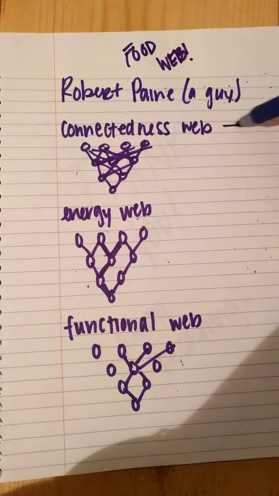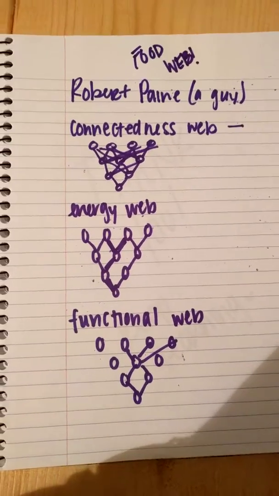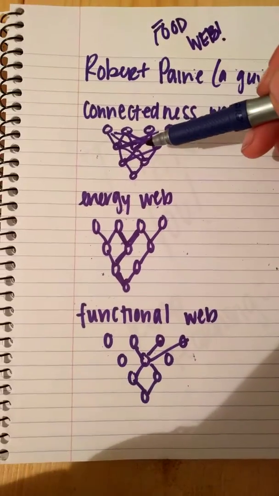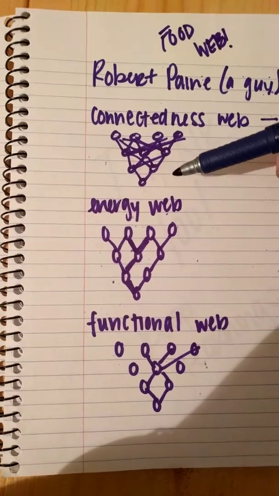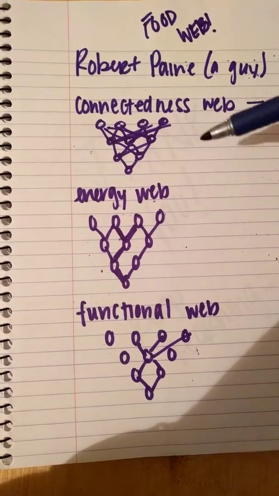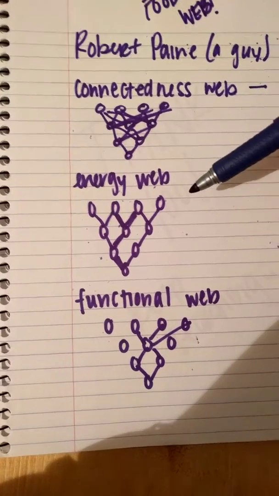Robert Payne, a guy, developed 3 different kinds of food webs. The first of these being the connectedness web. These webs show all of the known links of the food web, drawn with equal importance attached to each link.